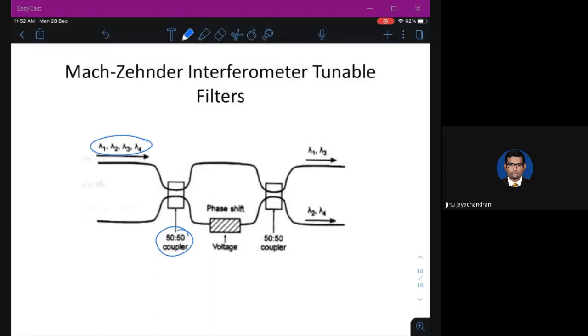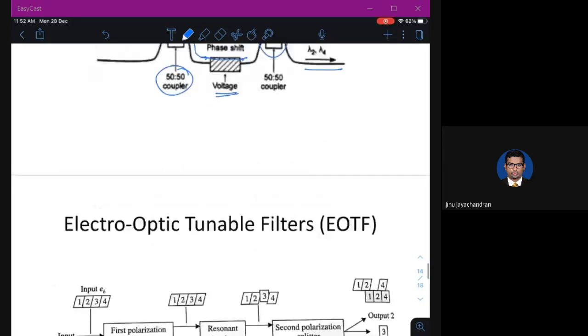Now the coupler will make sure that there are two branches of optical signals. And by changing something like the voltage of the phase shifter, it will change the phase shift of the wavelength passing through that branch. And it will couple it here, and because of the change in phase shift, only those wavelengths which are desired will come in this branch, and these are the rejected wavelengths. So this is the Mach Zehnder interferometer.